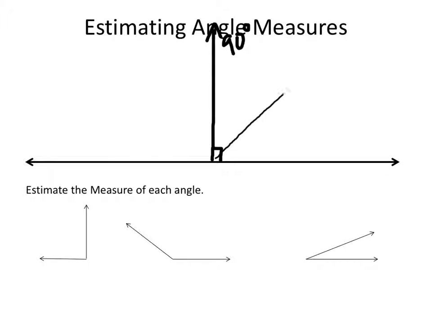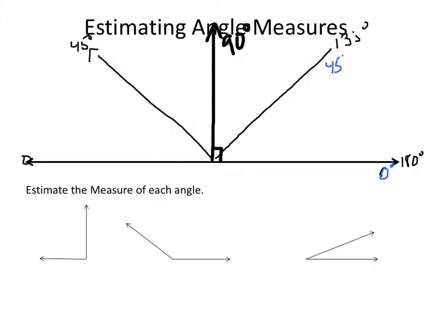Then the next common point that we look at is kind of the halfway point. Okay? So if I'm measuring here, this would be 0, this would be 45 degrees, then we have 90 degrees, then we have 135 degrees, 180 degrees. Or we have 0 degrees, 45 degrees, 90 degrees, 135 degrees, and 180 degrees, depending on which way your angle opens. Now, using that information, I want you to pause the video and estimate the measure of each angle.